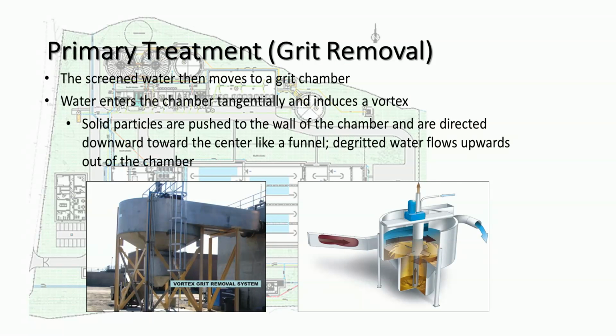After these larger solids have been screened out of the water, the next treatment step is typically grit removal. The wastewater enters a grit removal chamber where smaller coarse solids like sand, gravel, sediment, and other smaller organic solids are forcibly settled out of the water by inducing a vortex. Water enters the chamber tangentially, and grit collects along the wall of the chamber. The grit slides down along the wall of the chamber and collects in the center like a funnel. Degritted water then flows upwards out of the chamber.